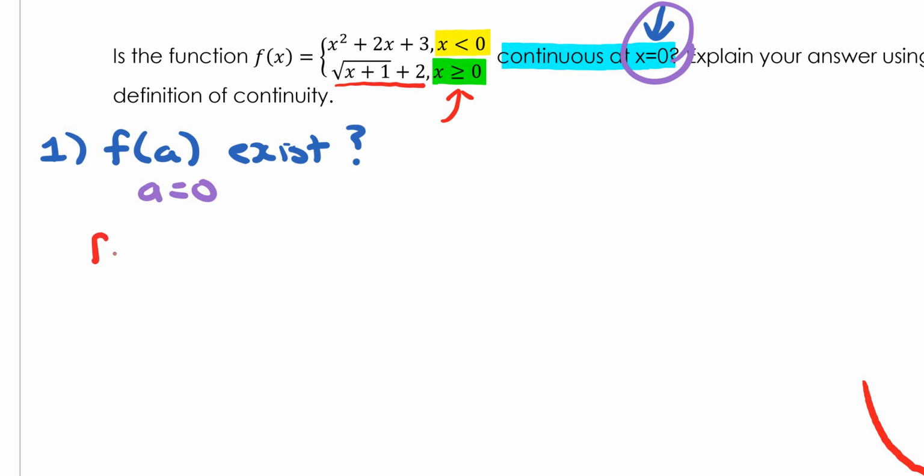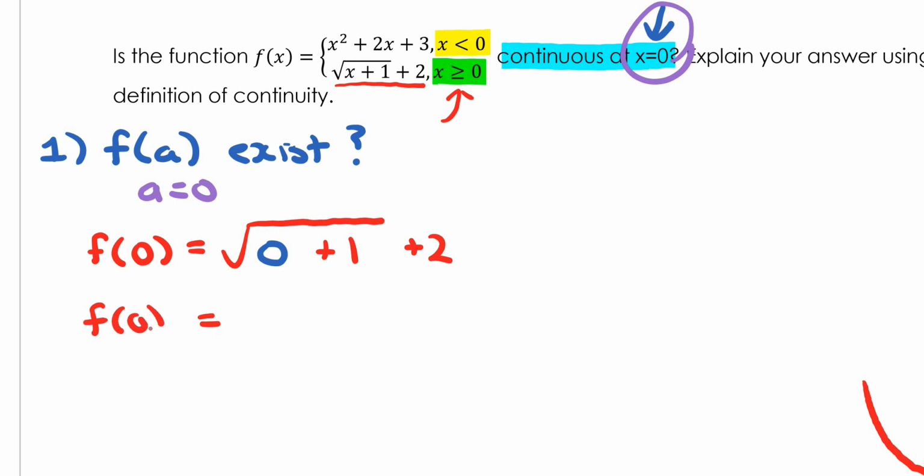Okay, so if I have f of 0, I'm going to plug the 0 into my radical function because that's where the function is defined when x equals 0. So I can put my 0 there, plus the 1, plus the 2. And if I evaluate f of 0, I get a nice answer of 3. So does f of a exist? The answer is yes, and that's because the value is 3.